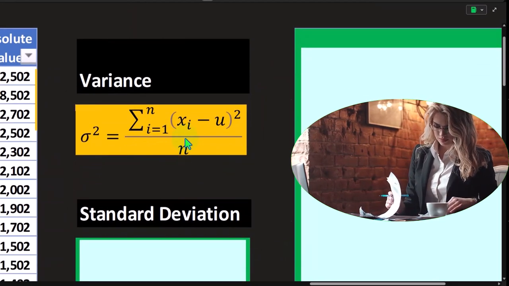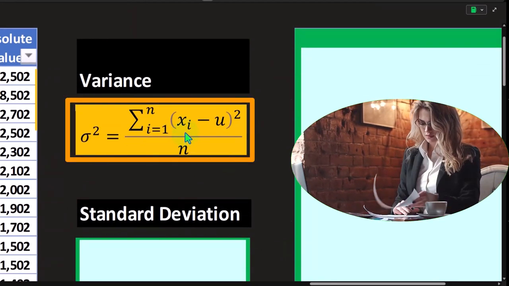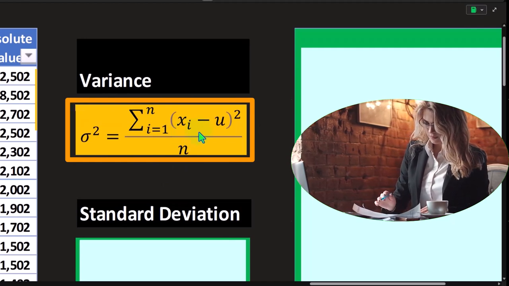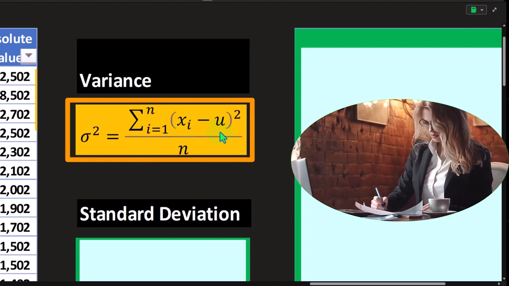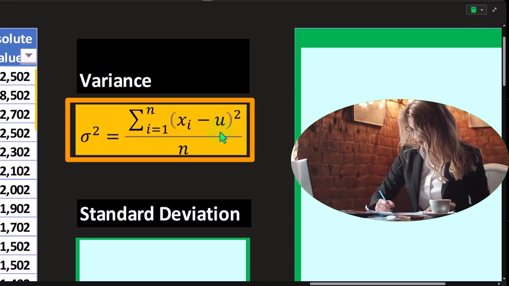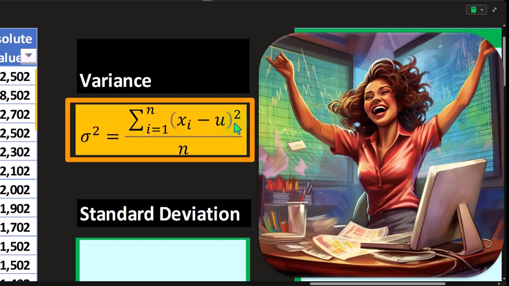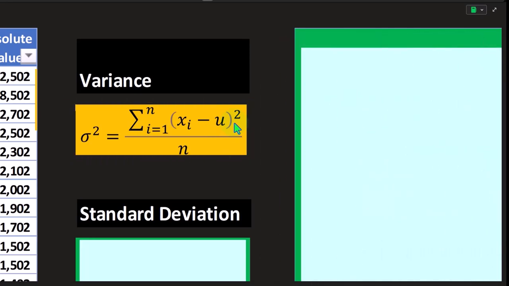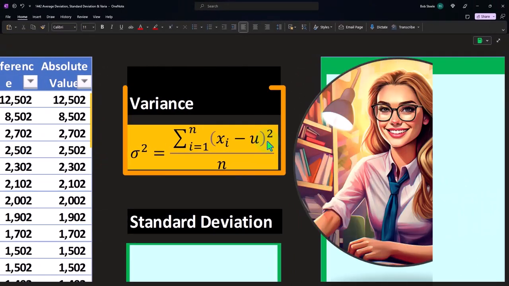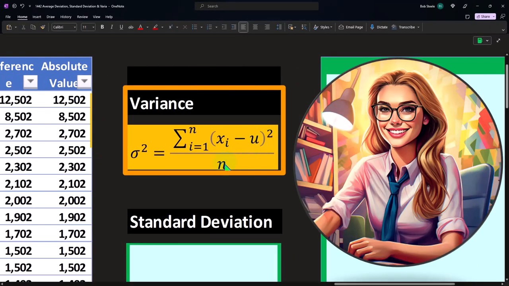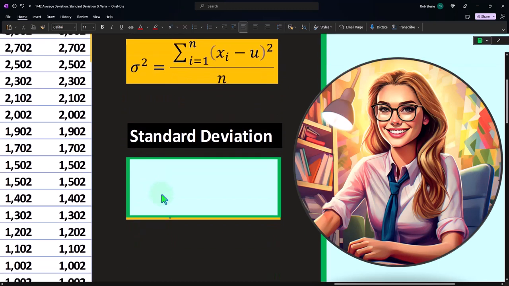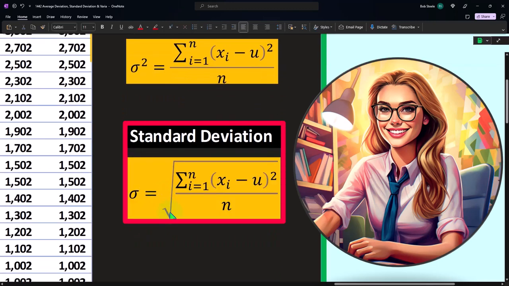Where I might say, okay, now I'm going to take each number in our data minus the average again, but instead of taking the absolute value, I'm going to square it, which also has the benefit of removing the negative numbers, but it also makes a large number because I've squared them all. And then I'm going to divide by n. And so that gives us the variance represented by sigma squared. And then I can take the square root to get the standard deviation.